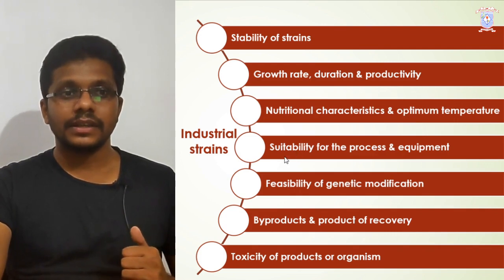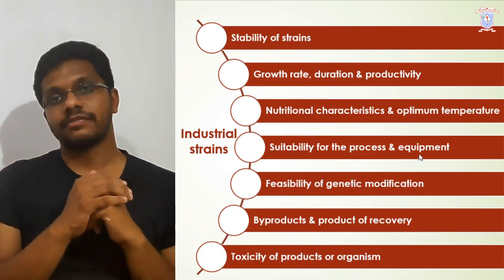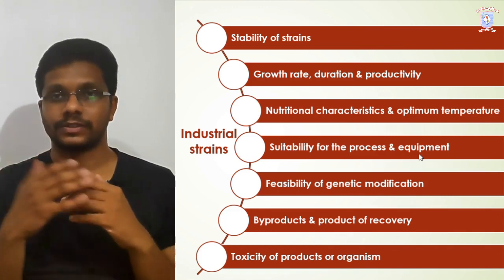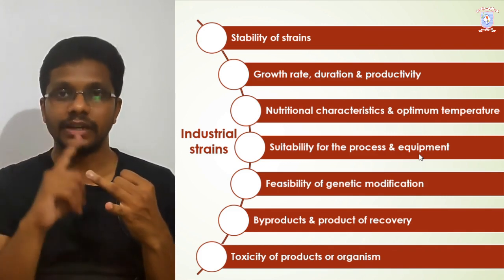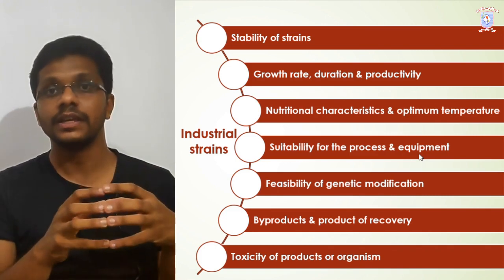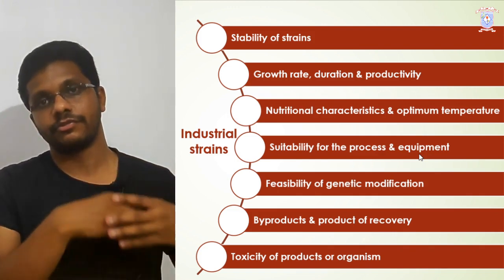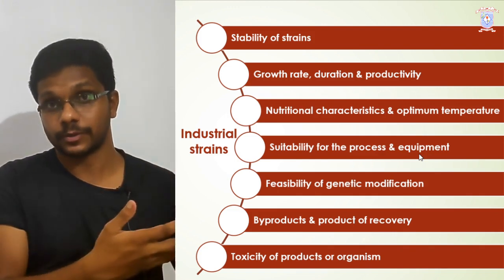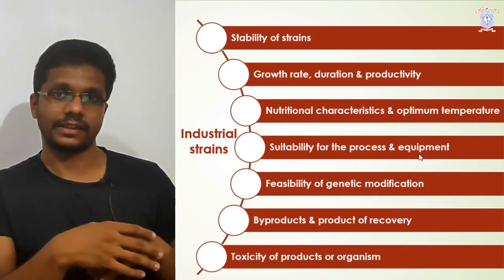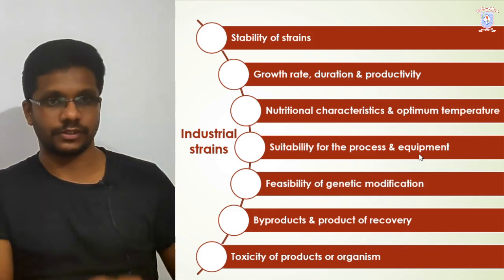Next point is suitability for the process and equipment. In the previous chapter, we learned about different types of process, like batch culture, fed batch culture, continuous culture. So the organism that we are using should be suitable for the process we intend to use it for. If you want to run the fermentation as a continuous process, the organism should be suitable for that. The organism's growth characteristics should match the requirements of the process.